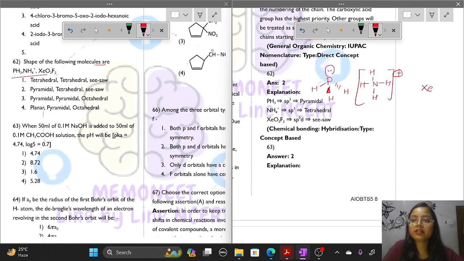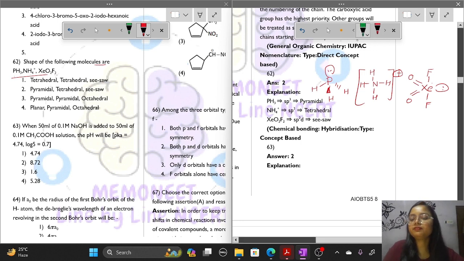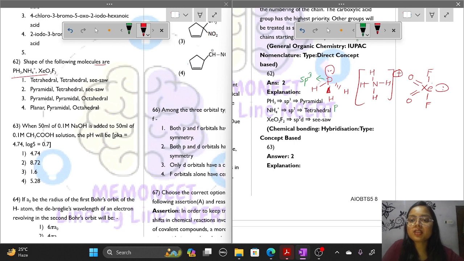For XeO2F2, 2 F are there and one lone pair is also present here. So let's see the hybridization. Phosphorus has a hybridization of sp3 and it has a pyramidal shape. It has a pyramidal shape for PH3.